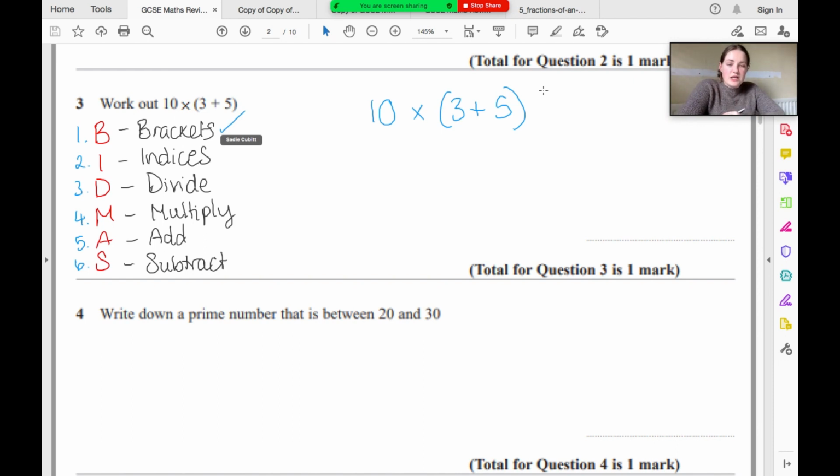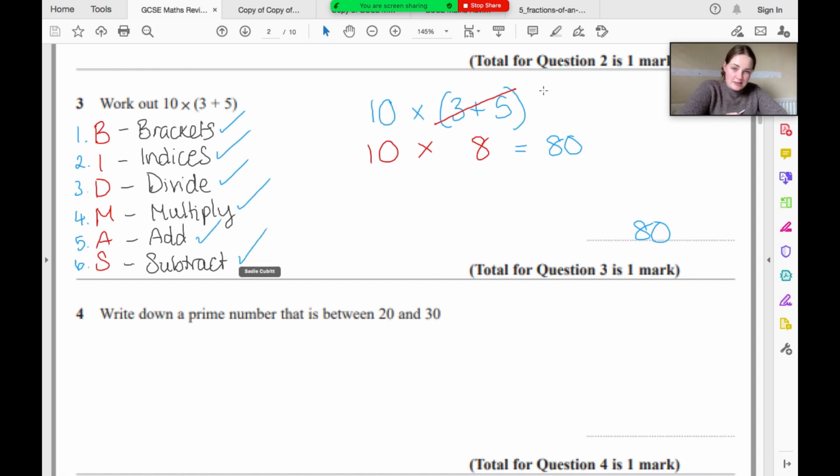All right, so we're going to do the brackets first. Okay, and in this question, the bracket says 3 plus 5. So 3 plus 5 is 8. So what I'm going to do is I'm going to cross that out, and underneath I'm going to put 8. And then I'm just going to write in whatever I've still got. And now all I'm left with is 10 times 8. I've got no indices, so I don't have to worry about that. I've got no division, so I don't have to worry about that. But I do have multiply, 10 times 8. So 10 times 8 is 80. So my answer is 80. I've done the multiplication. There is no addition and no subtraction in this case. All right. So your final answer is 80.